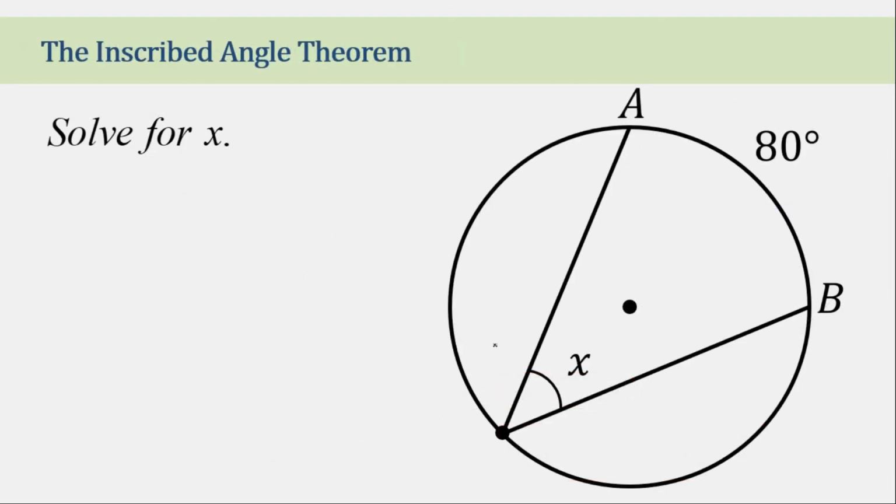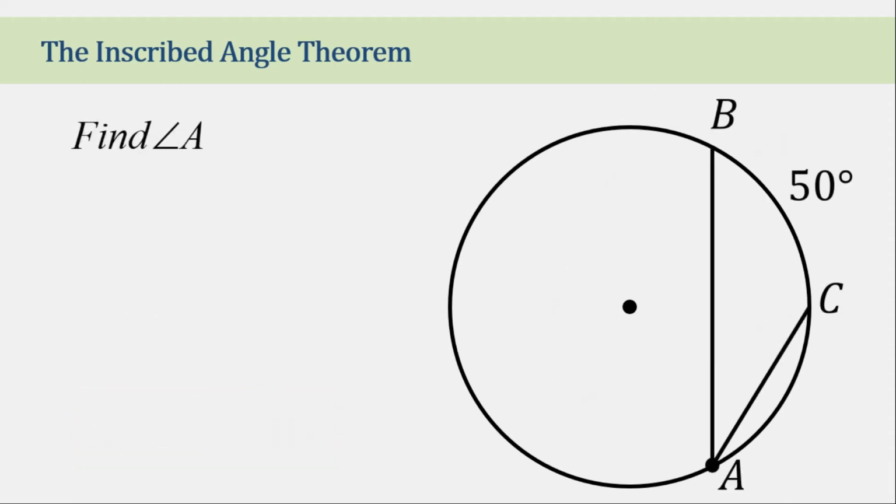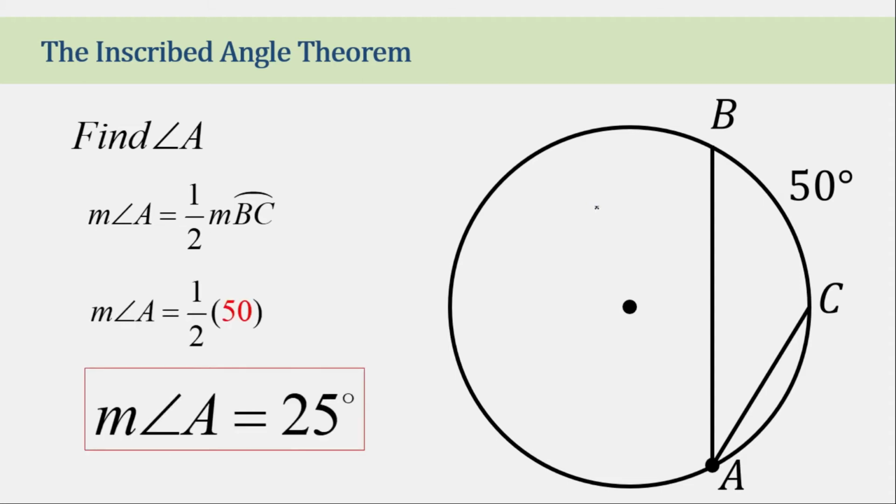Now, for this example, let's solve for x. Since the measure of x is 1/2 its intercepted arc AB, we can say that x is equal to 40. Now, let's go to the next example. Let's find the measure of angle A. Again, the measure of angle A is equivalent to half of its intercepted arc, which is arc BC. Arc BC measures 50, so 1/2 of 50 is equivalent to 25.